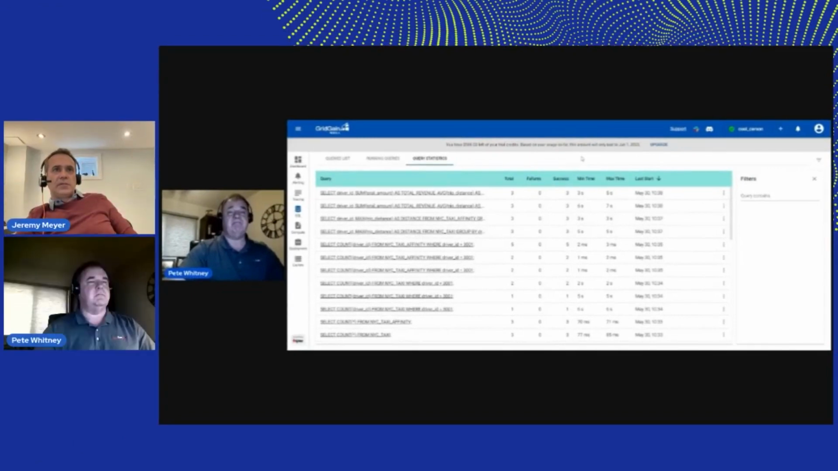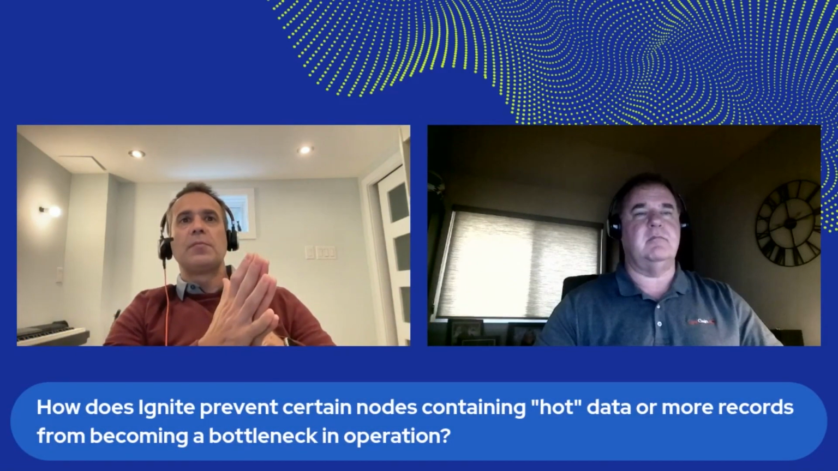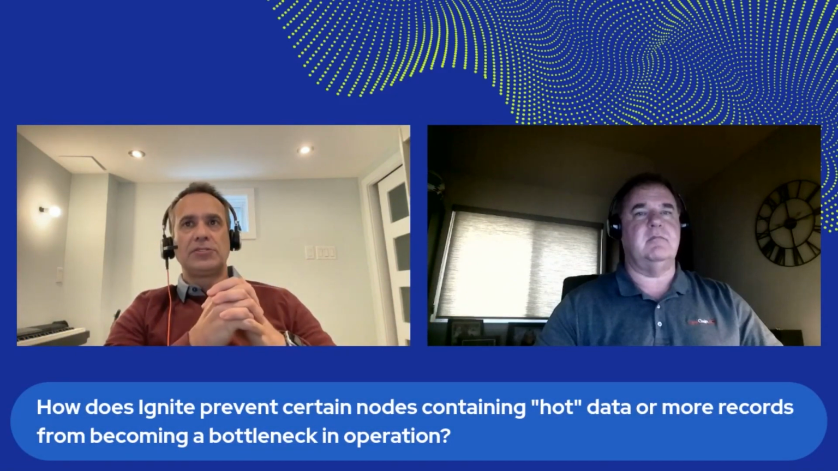Thank you, Peter. I'm going to invite you back on the stage with me again. We do have a question for you. And the question is this: how does Ignite prevent certain nodes containing hot data or more records from becoming a bottleneck in operation?